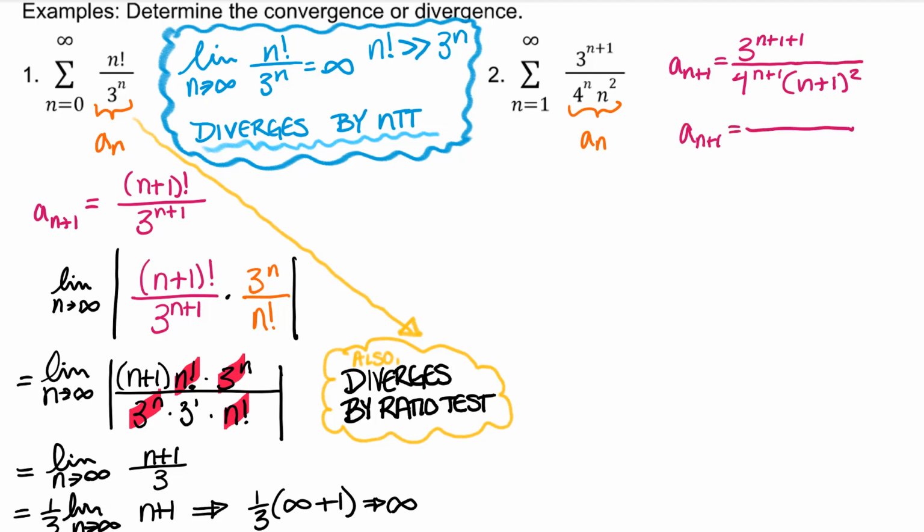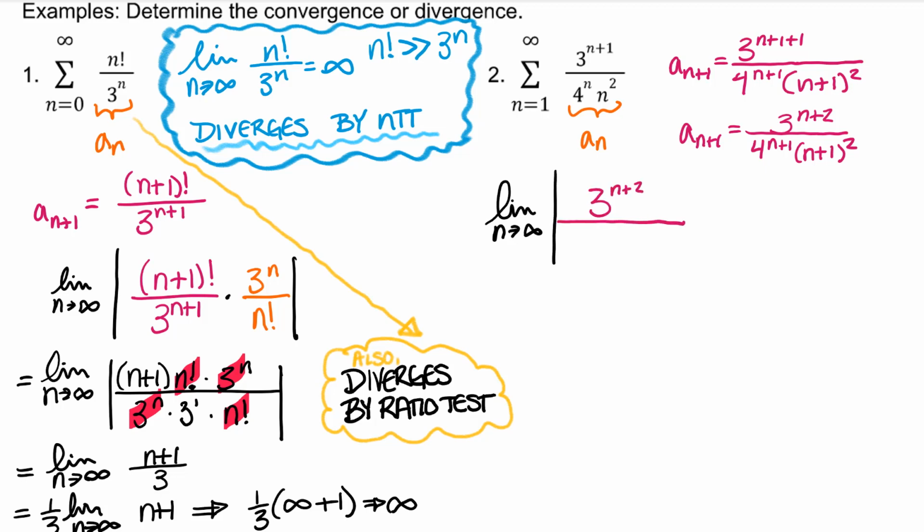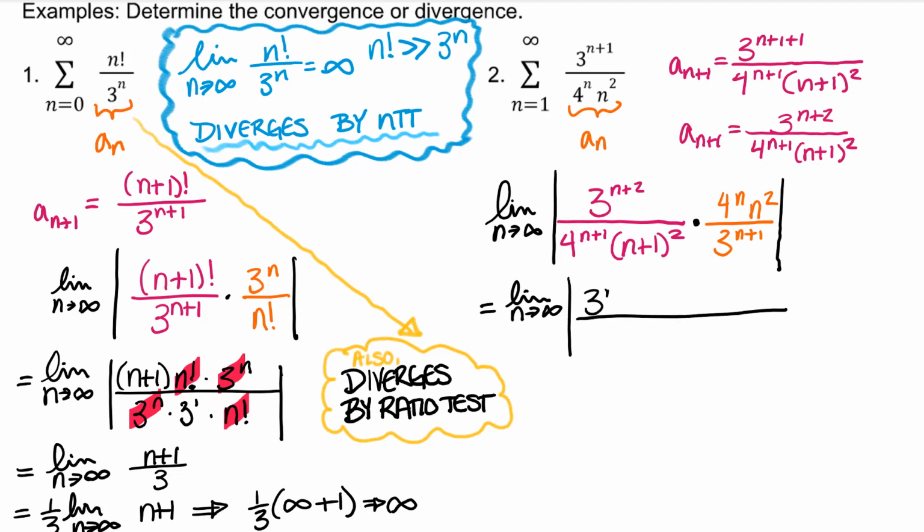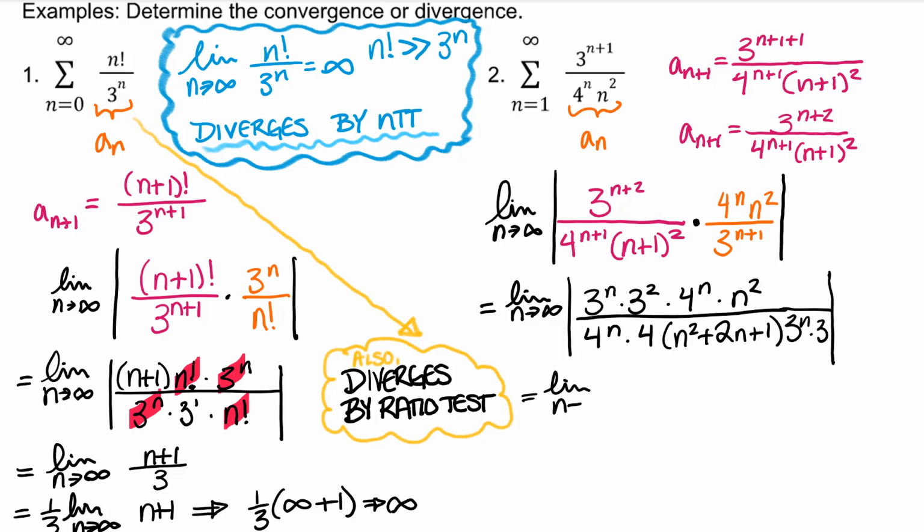Let's simplify. Now plug it in to the limit to complete the ratio test. Let's expand anything that we may need to or that may help us to reduce. We can begin reducing.